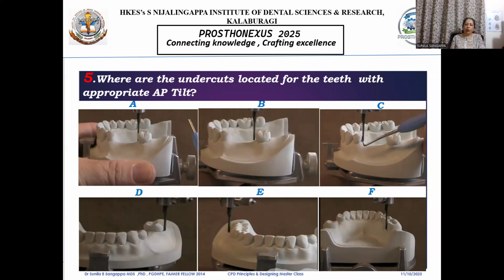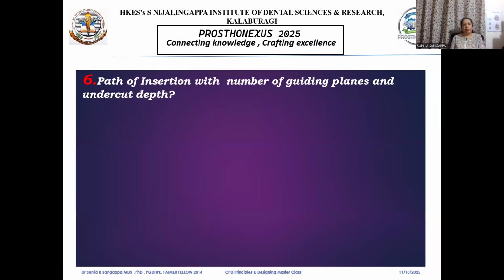And also, you need to record the contours as well as the relative positions of the abutments and also the associated structures. And one more important point to mention here is you need to ensure that the carbon tip marker should be placed at the gingival margin or else you may not register the right height of contour. The next question is the path of insertion. What are the number of guiding planes that you've located, and what is the depth of the undercut?